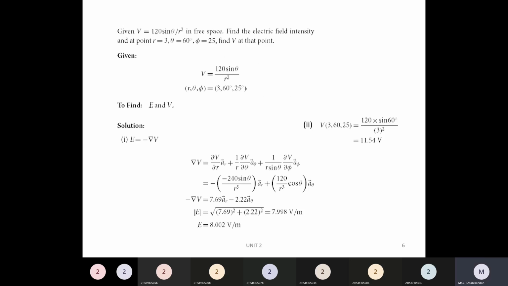You can see this one. Given V equal to 120 sin theta by r square in free space. Find the electric field intensity at r equal to 3, theta equal to 60, phi equal to 25 degrees. Find V at that point.